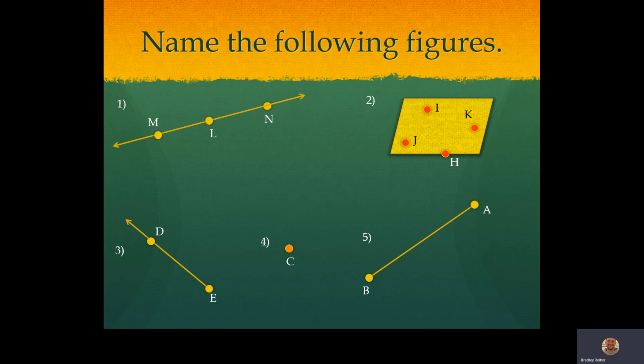Okay, last one on this slide. What kind of figure is that? Look at what it does. It's got some endpoints. It starts, it stops. That's a segment. Name it with 2 letters, and the order doesn't matter. So you could name it segment BA or segment AB.